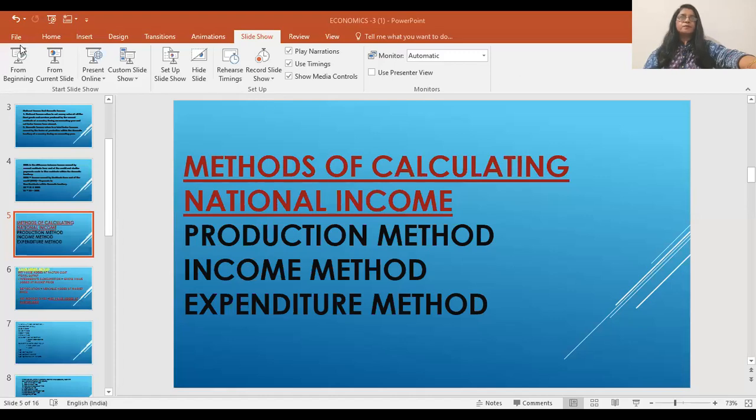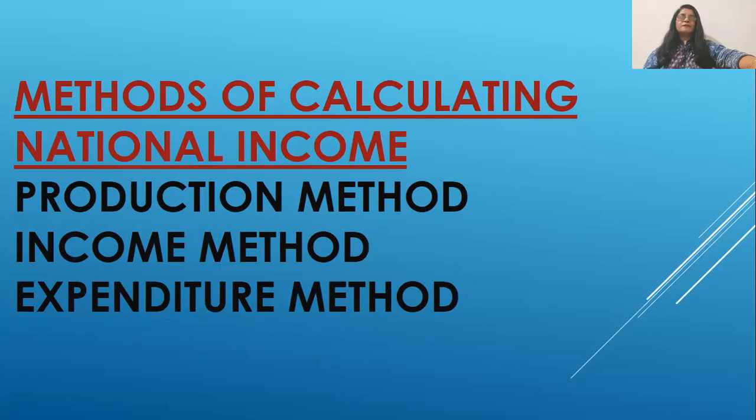So for calculating national income, as you know, we have 3 methods, and as you can see on the screen, the 3 methods are production method, income method, and expenditure method. So production method, income method, and expenditure method are the 3 methods which are used for calculating national income. So we'll start with the production method.